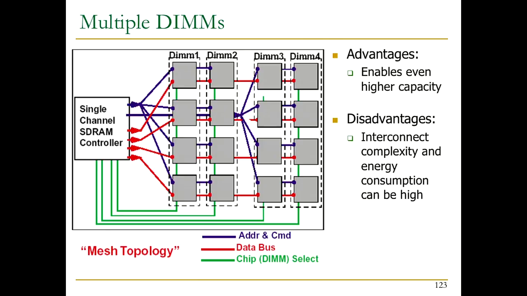Now, that's not the best way of designing an interconnect. In fact, there was this DIMM called fully buffered DIMM that exactly operated that way, which is not around anymore, thankfully. But that was basically daisy chained. And the time it took to access this DIMM was much longer than the time it took to access this DIMM. And it had all of other problems also, like power consumption. But basically, if you connect multiple DIMMs, you get an even higher capacity. The disadvantage is always interconnect complexity and energy consumption.